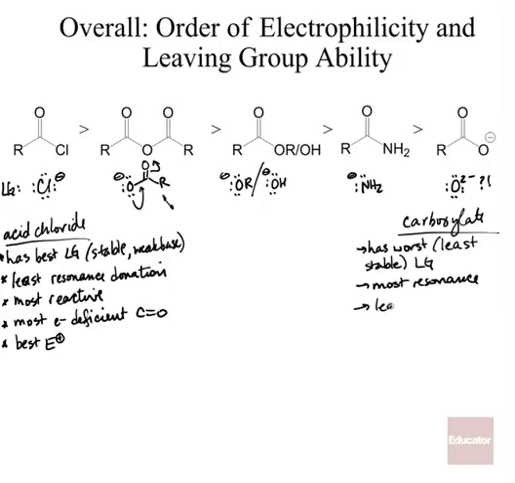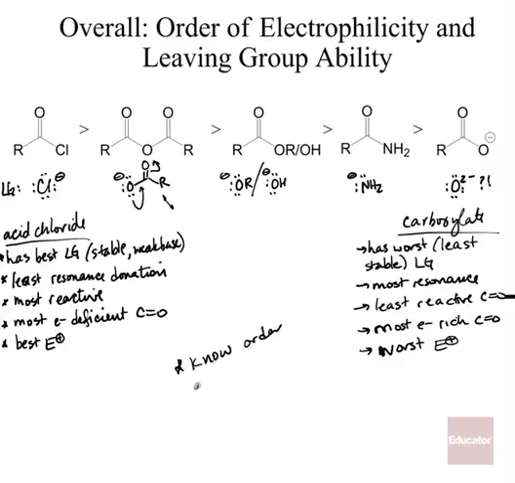So that makes it the least reactive carbonyl, the least reactive carbonyl in terms of electrophilicity because it's the richest, it's the most electron-rich carbonyl. And that makes it the worst electrophile. It's the worst electrophile. So really you should be able to compare any of these carboxylic acid derivatives like we just did for a few pairs. You should be able to compare them, and really you should know this order. You should know this order of reactivity.